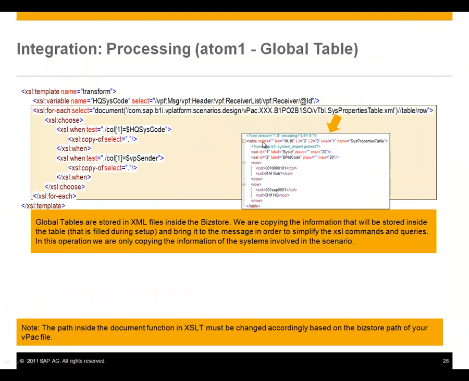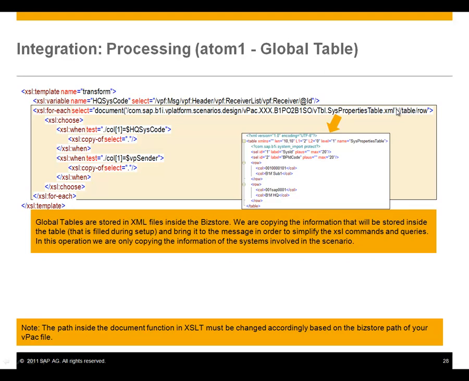Here it shows the screen capture of what we saw, the sys properties table information. And here we see how we read this properties table. We need to use the document function that is available in B1if, and we need to say what the path to the properties table XML file is. So we saw it was com, SAP, B1i, vPlatform, scenarios design, VPack with your namespace and the name of the package, and then the name of the table.xml. So we need to go and load that document. This is what this first part is doing.